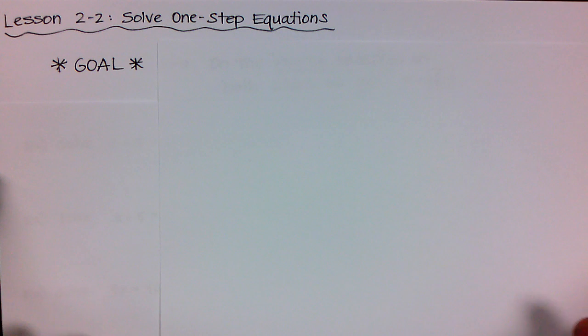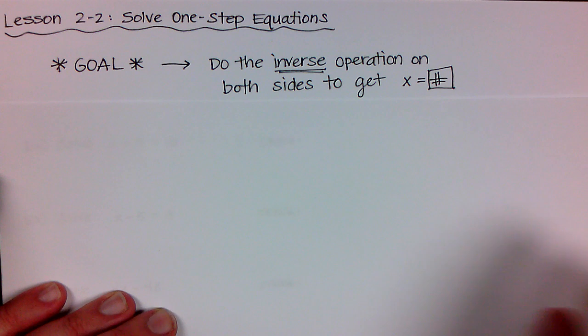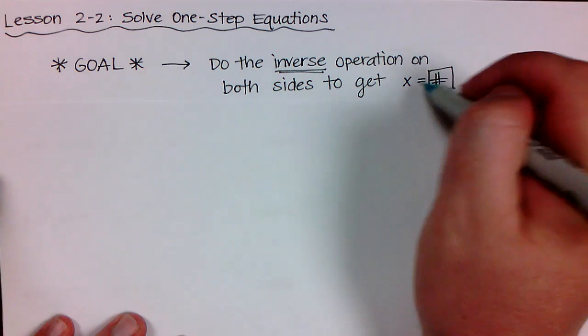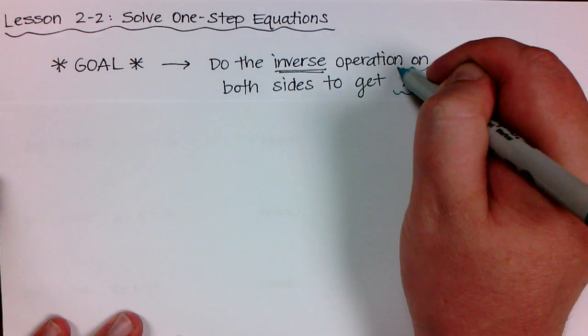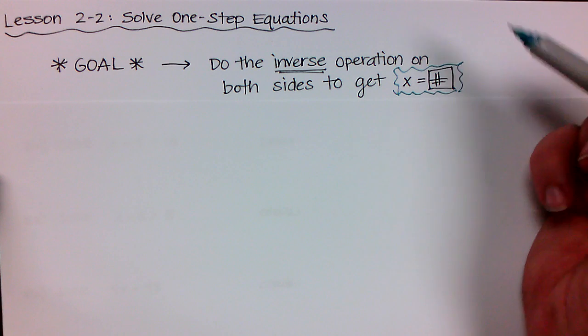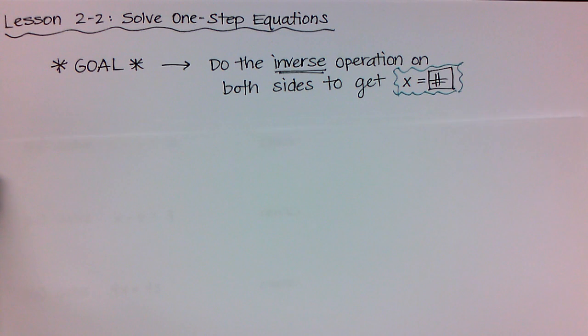So let's just talk about our goal. In order to solve an equation, I want you to do the inverse operation on both sides of the equal sign, so that in the very end, this is what you get: x equals some number, okay? Whatever it is, x equals 55, x equals negative 19. That's how we're going to end. And so we're just going to do one step every single time just to solve our equation.